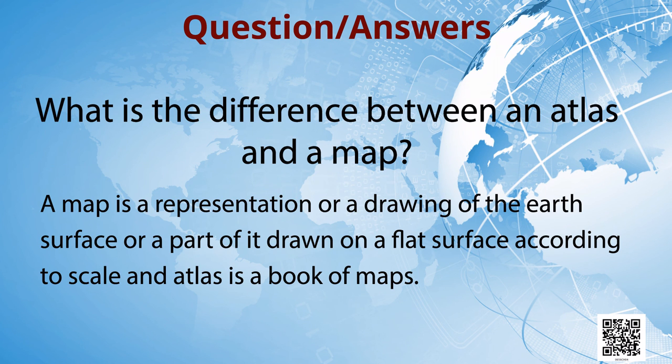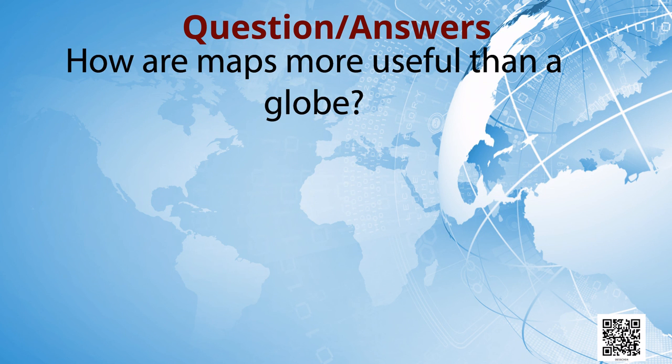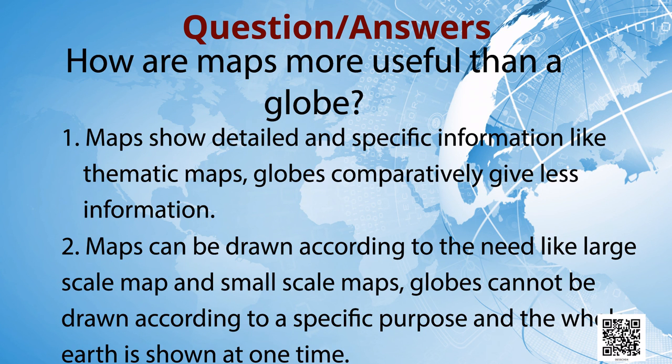Next, how are maps more useful than a globe? Answer is, maps show detailed and specific information like thematic maps. Globes comparatively give less information. Number 2, maps can be drawn according to the need, like large-scale maps and small-scale maps. Globes cannot be drawn according to a specific purpose, and the whole earth is shown at one time.